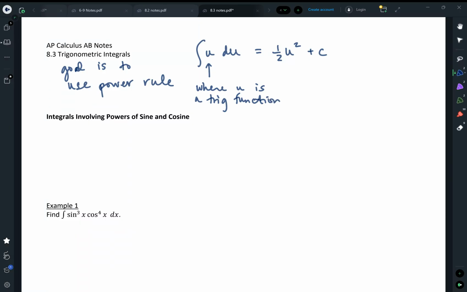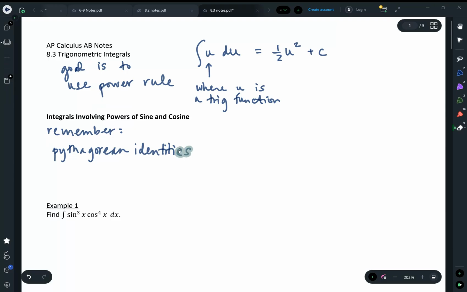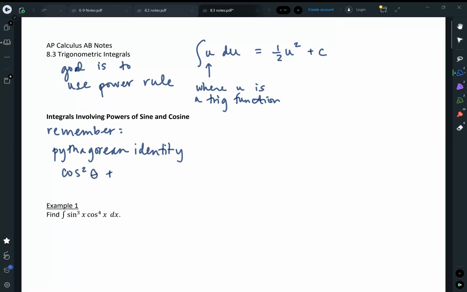So first we want to remember some of our trig identities from before. We're going to remember we have Pythagorean identities, and today we're only looking at sine and cosine. So I'm splitting the notes up into two parts. For Pythagorean identities, I guess it's identity because we're only looking at sine and cosine today. That means we're going to have cosine squared theta, or x, or whatever your variable is, plus sine squared theta is equal to 1.